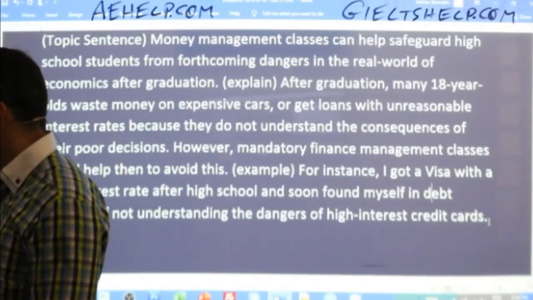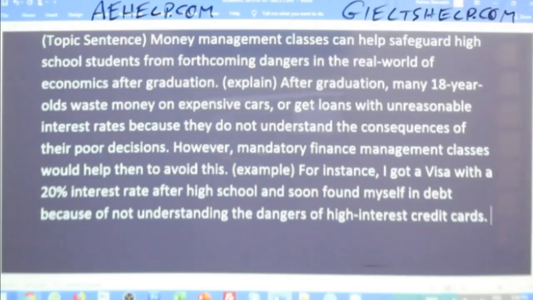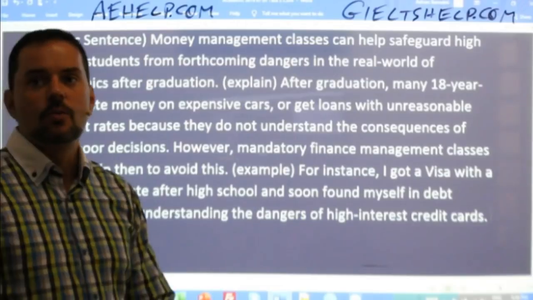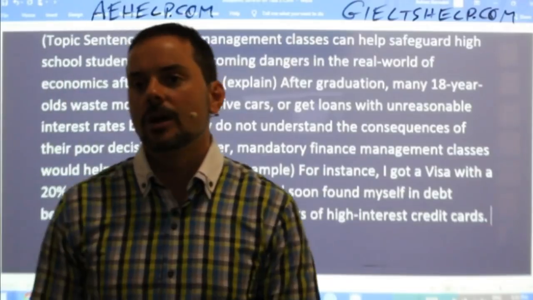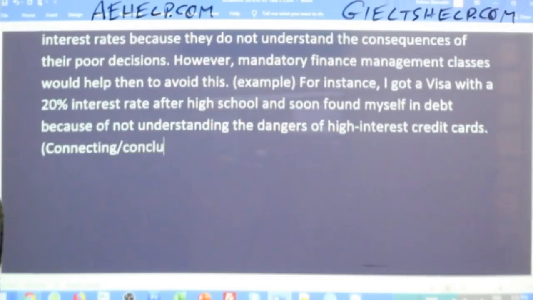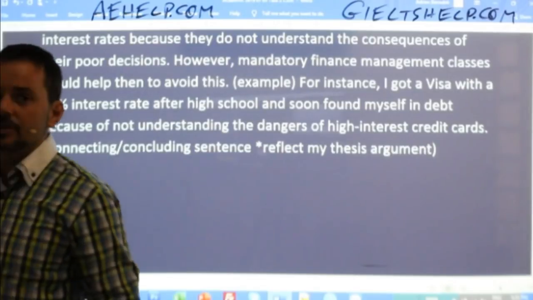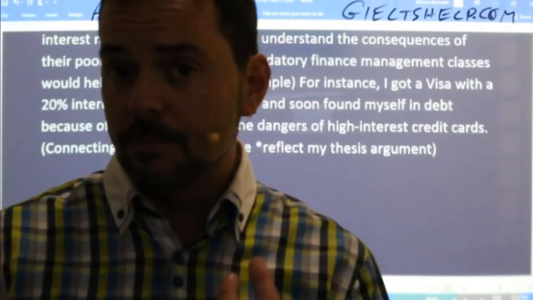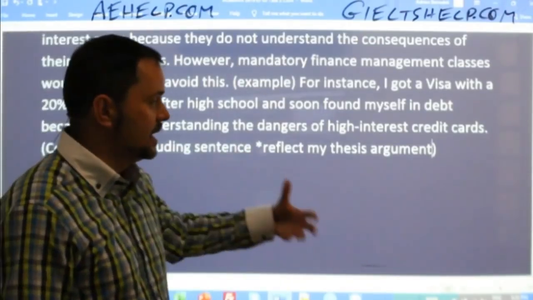Now I need one more sentence. What do I need? One more sentence here to make this paragraph AAA awesome, band 9. Yeah, a connecting concluding sentence, absolutely. So I need a connecting concluding sentence, and that connecting and concluding sentence should reflect my thesis argument. Remember that task 2 is a persuasive essay. You're arguing, you're convincing, you're persuading your reader of your ideas. So here, you need to, again, think about your thesis, what your argument is, and reflect it.